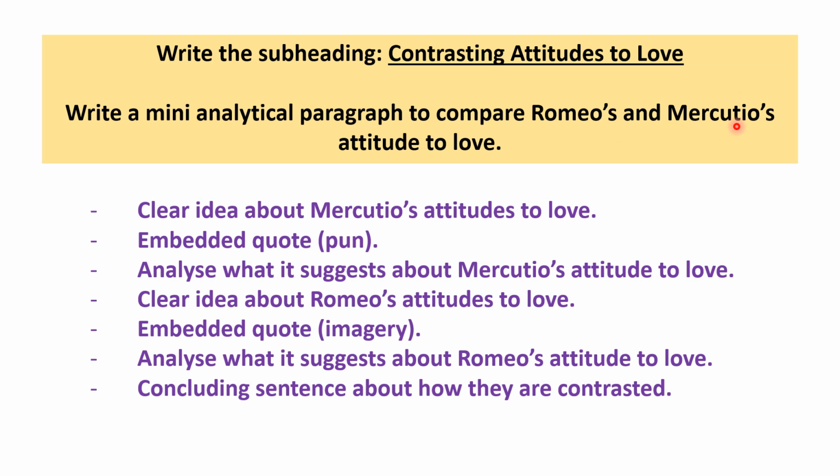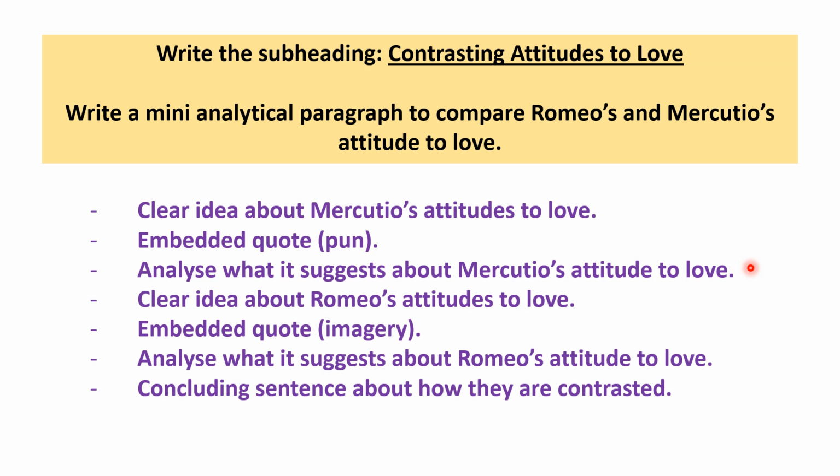So this is how you're going to do it. You're going to write a clear idea about Mercutio's attitude to love, then you're going to embed a quote, one of the puns or the sexual bravados that I highlighted earlier on. And then you're going to analyse what it suggests about Mercutio's attitude to love. You don't need to write a three-idea sentence, you just need to say the word or the simile or the pun suggests that, and then tell me what it says about Mercutio's attitude to love.